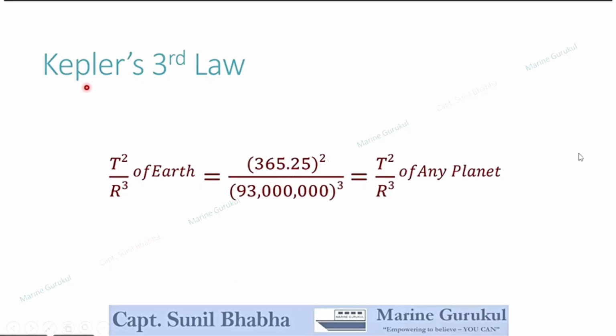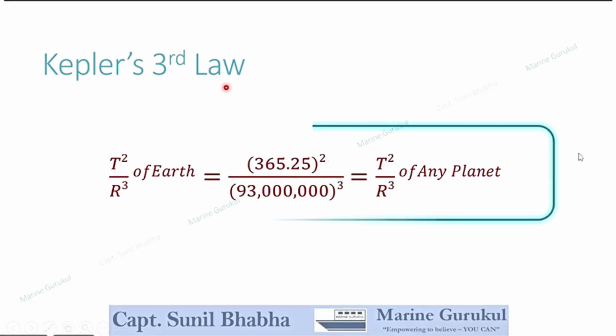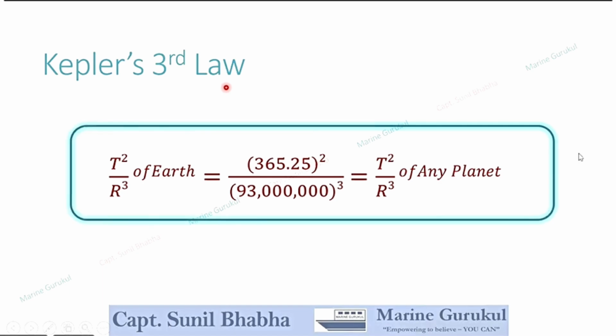Now, how can we utilize this relationship in numerical questions? For using this relationship, we need to be aware of the orbital time, or the time Earth takes to complete one orbit around the sun, and the orbital radius of the Earth. We know that the orbital time period of the Earth is 365.25 days, and the orbital radius of the Earth is 93 into 10 raised to power 6 miles.